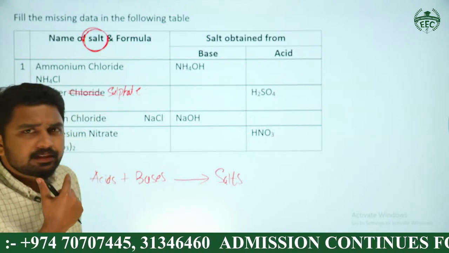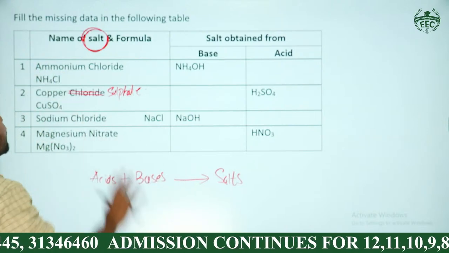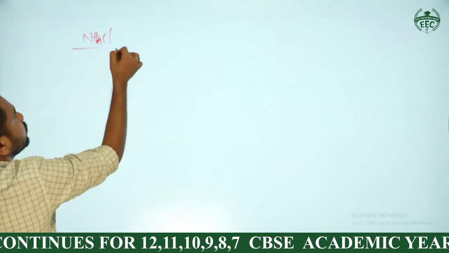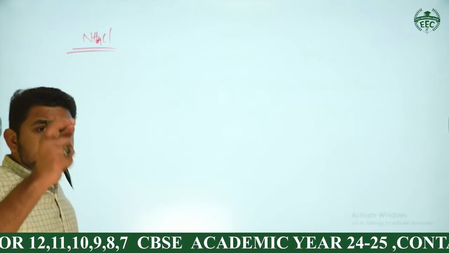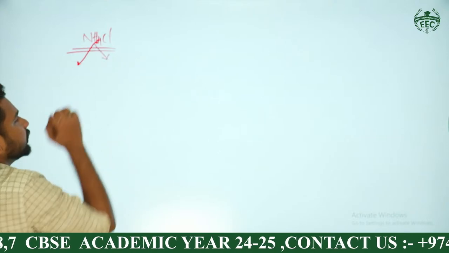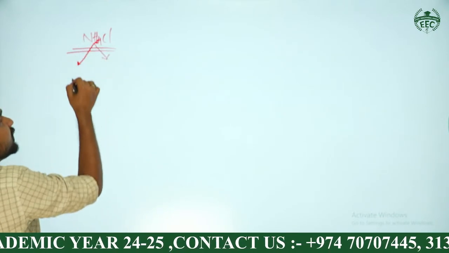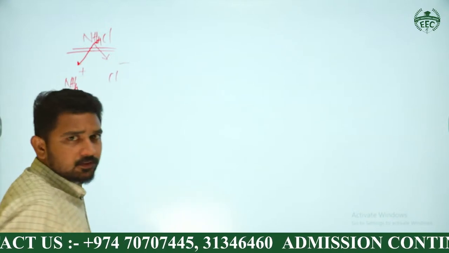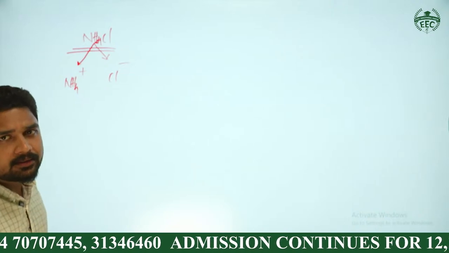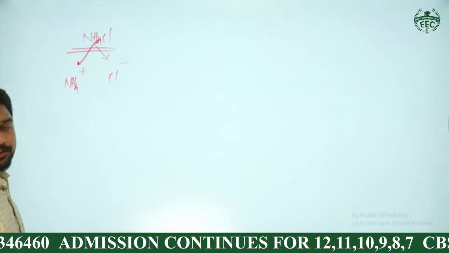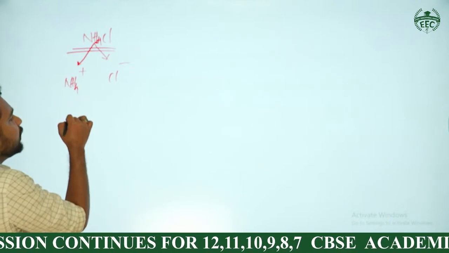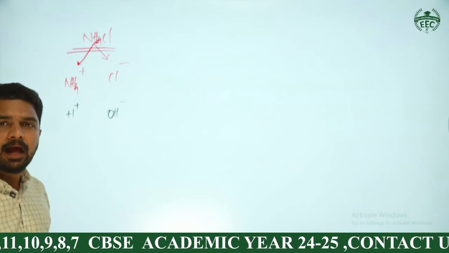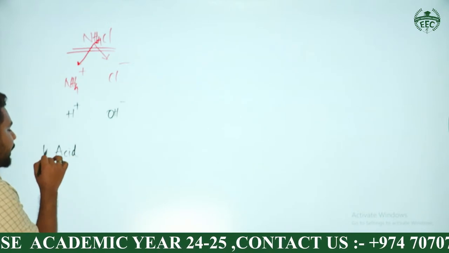How can we predict it? Can anyone say? Say, for example, I'm taking the first one, ammonium chloride, NH4Cl. There is a trick, right? You know that there will be a positive ion, the cation, and a negative ion, the anion. The positive ion here is NH4+ and the negative ion is Cl minus. If you want the parent acid and parent base, just add H2O to it. You know that H2O will form H plus and OH minus. Then you get the parent acid and parent base. How can we find the parent acid?